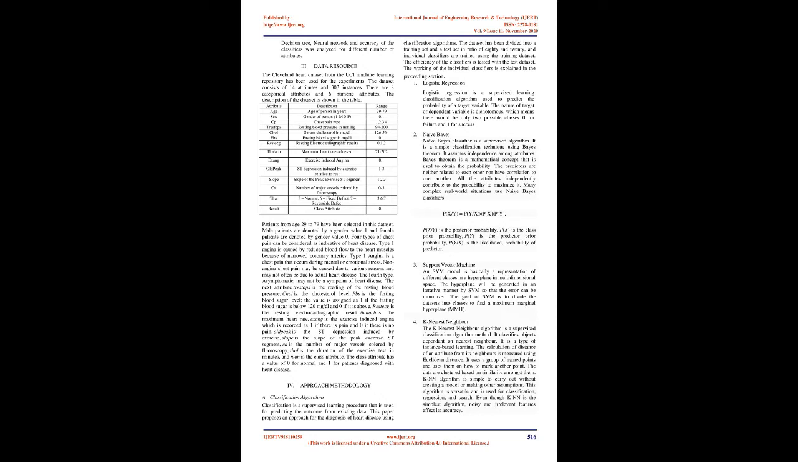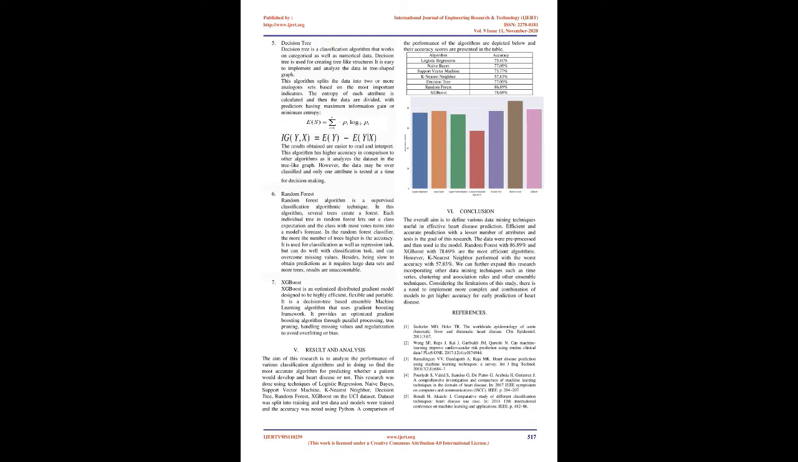Patients from age 29 to 79 have been selected in this dataset. Male patients are denoted by a gender value 1 and female patients are denoted by gender value 0. 4 types of chest pain can be considered as indicative of heart disease. Type 1 angina is caused by reduced blood flow to the heart muscles because of narrowed coronary arteries. Type 2 angina is a chest pain that occurs during mental or emotional stress. Non-angina chest pain may be caused due to various reasons and may not often be due to actual heart disease. The 4th type, asymptomatic, may not be a symptom of heart disease.